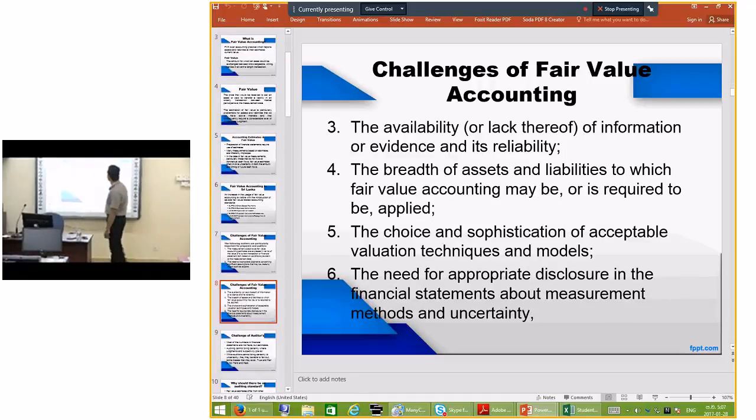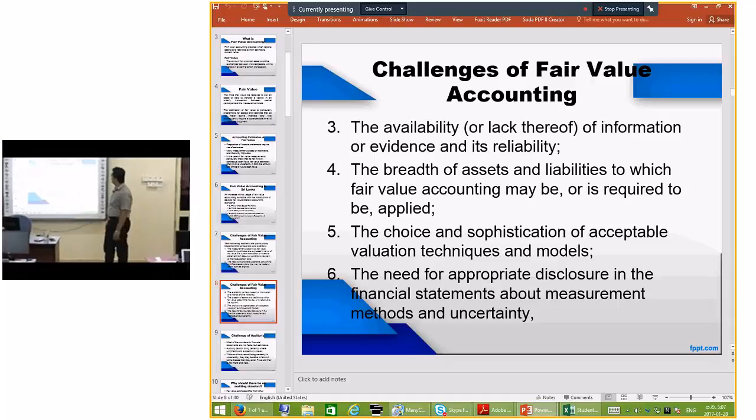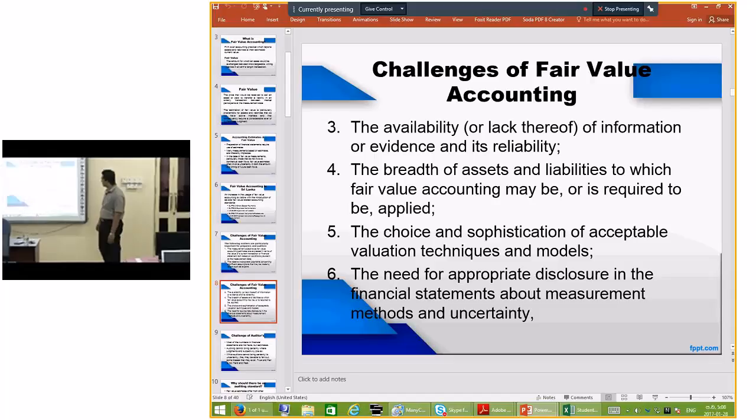Right? Then you will find the availability of information and its reliability. So these are some of the challenges. The breadth of assets and liabilities to which fair value accounting may be or is required to be applied, to what extent we want to apply that. The choice, sophistication of acceptable valuation techniques and models. The need for appropriate disclosures in the financial statements about measurement methods and uncertainty. We have to look into that.